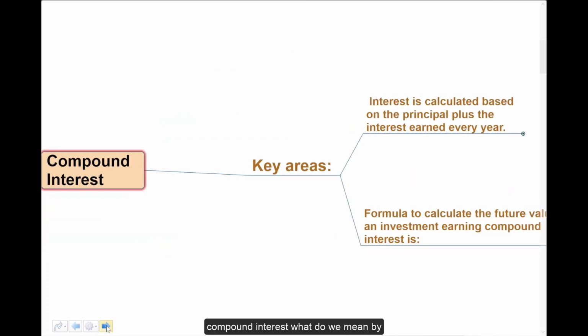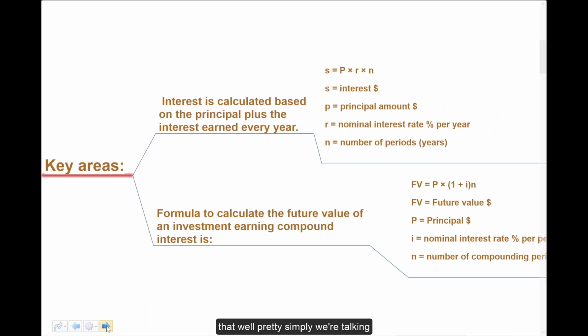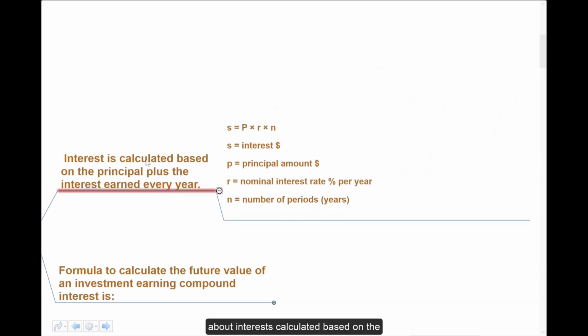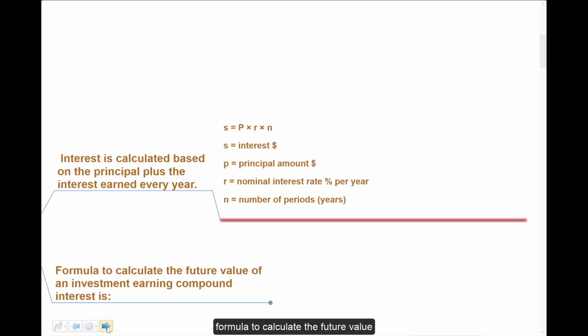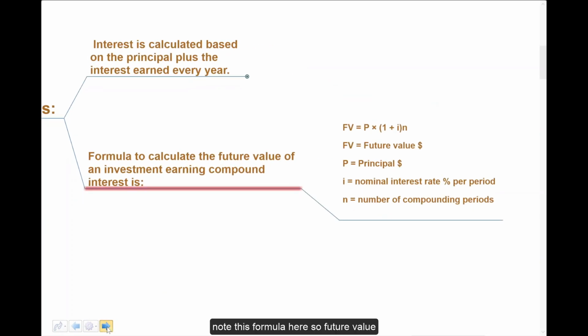What about compound interest? What do we mean by that? Well, pretty simply, we're talking about interest calculated based on the principal plus the interest earned every year. Note the difference. So we're rolling up the interest each year and adding in the principal. So in terms of the formula, again, pretty straightforward. We're simply saying interest is equal to principal times R times N with the various elements as we described earlier on.